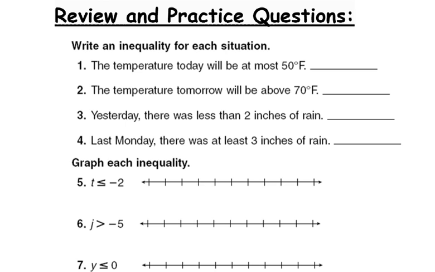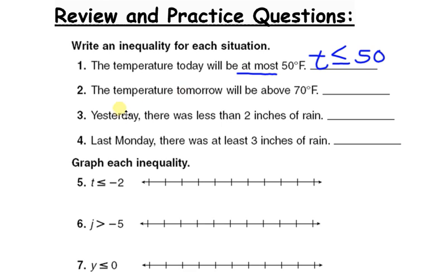Okay, so the first one is we need to write an inequality for the situation. And remember, for those, we're going to write the letter and then the number, find the key words, and determine the symbol. So the temperature today will be at most 50 degrees. I'm going to use T for temperature, and then I have 50. It will be at most 50 degrees. So first question, ask yourself, can it be equal to 50 degrees? Yes. Now, is it going to be less than 50 degrees or greater than 50 degrees? It's going to be less than 50 degrees.